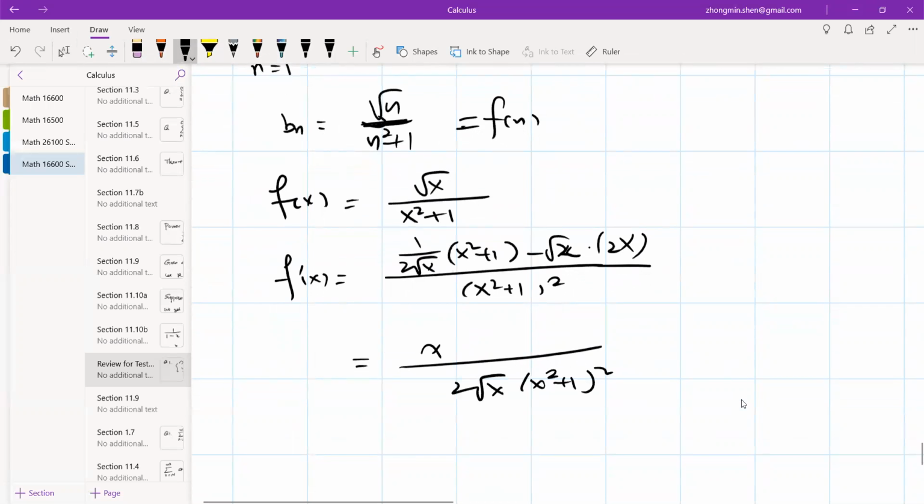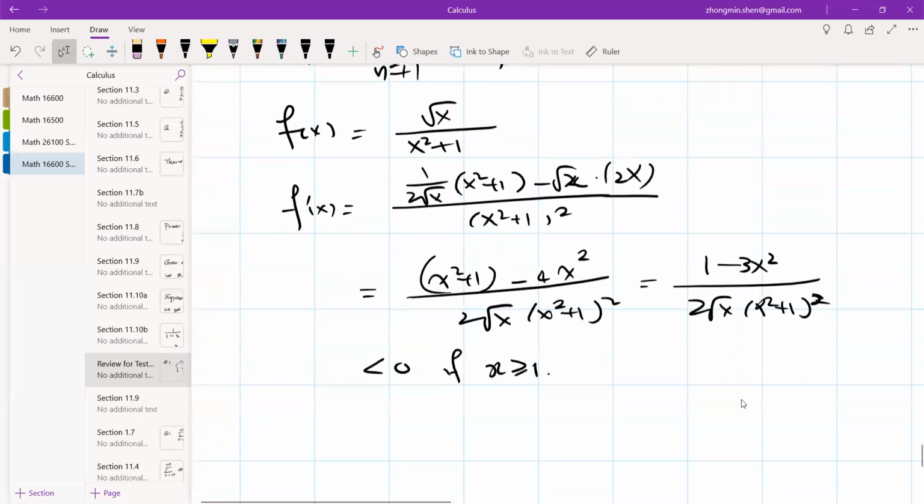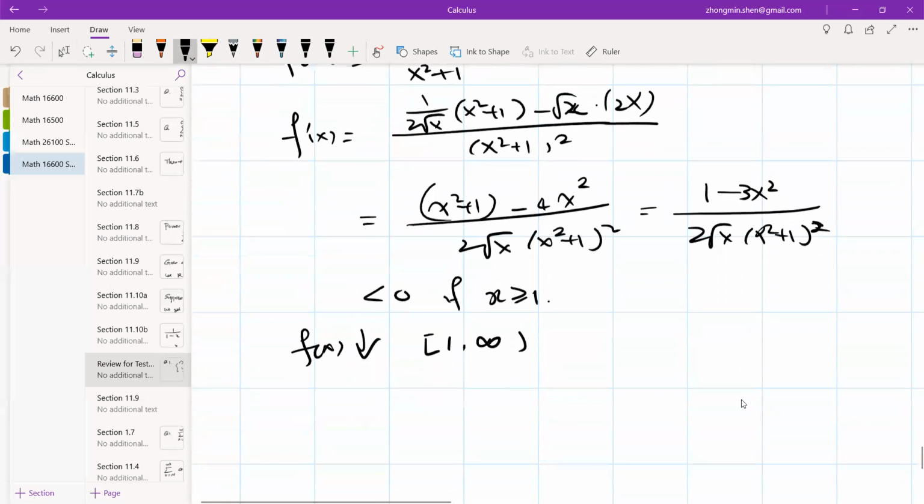What is left here is only x squared plus 1. And here you get 2 times 2, so 4. Square root of x times 2x is 2x to the 3/2 power. So you get 1 minus 3x squared over 2 square root of x times (x squared plus 1). So clearly this is going to be negative if x is greater than or equal to 1. Therefore, this function is decreasing, and then Bn is decreasing. And not only decreasing, you have to prove that it's decreasing to 0.